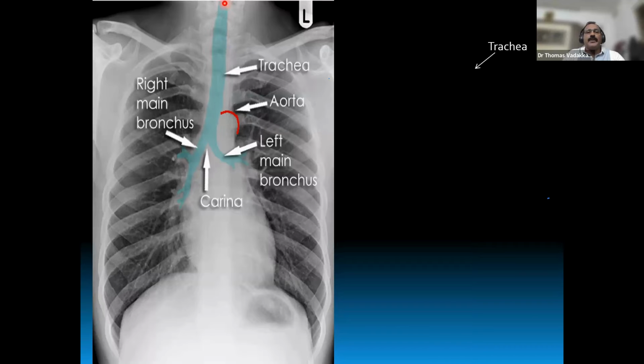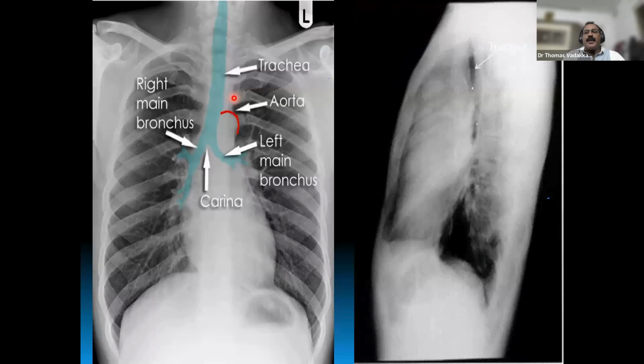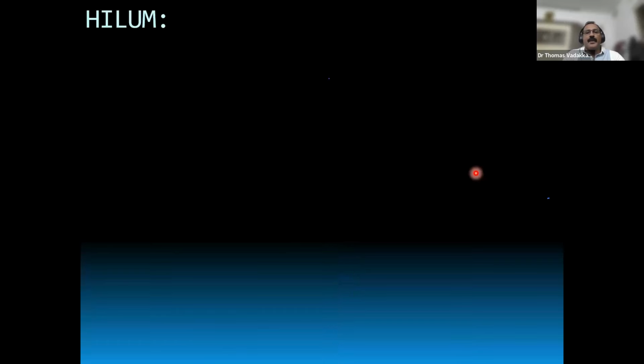So it is always better to see the gas shadow of the trachea from top to bottom. You may be surprised to see some lesion in the lower end of the trachea, maybe some malignant lesion or maybe some foreign body. Unless you are looking for it, you may easily miss tracheal lesions. On lateral view also, you can see the trachea. And you can see the right and left main bronchi.